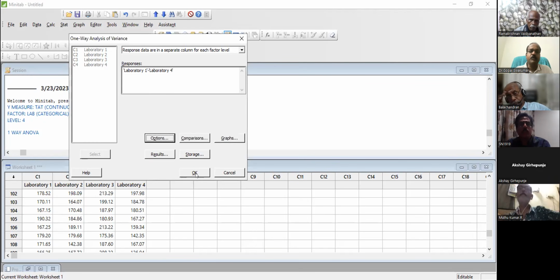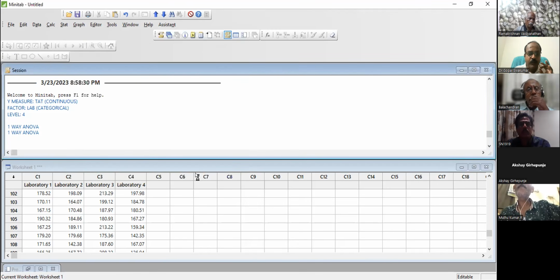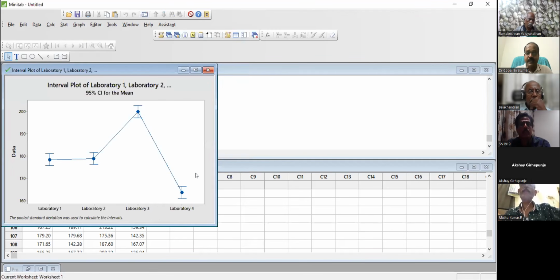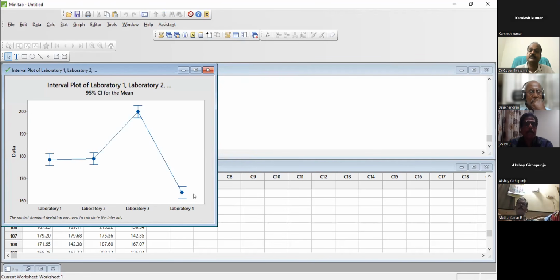Okay. One more time. All that I want you to look at to say the difference is significant is the p-value. But it has created an interval plot. Can you all see here? Now clearly, which laboratory is having a lower turnaround time? 1, 2, 3, or 4? 4. Are you confident with your decision? Are you 90% confident at least? 95% confidence. Yes.